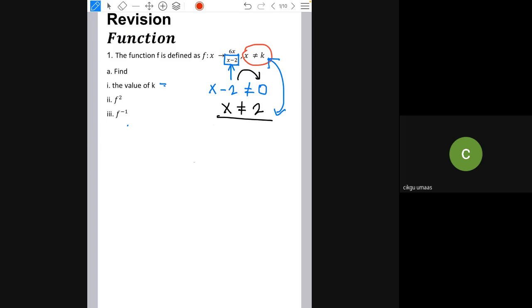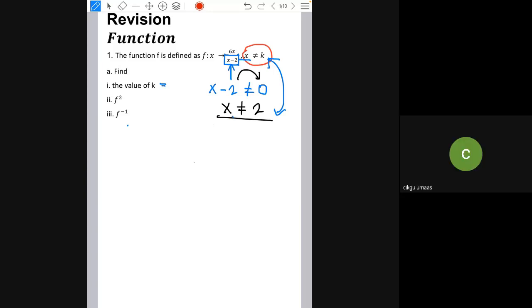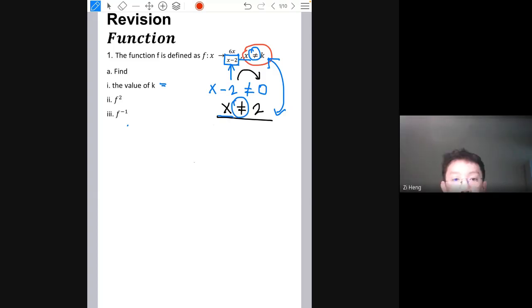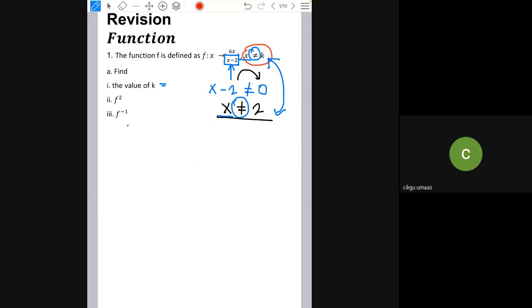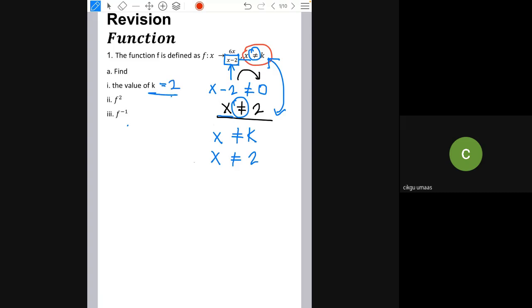Ziheng, what is the value for k? Compare x, not equal, not equal. So what is k? Again, you see x, you see not equal, you see k, you see 2. So what do you think k should be now? 2. Finish. That's all. That's how I got the value for k. 2. Any problem?